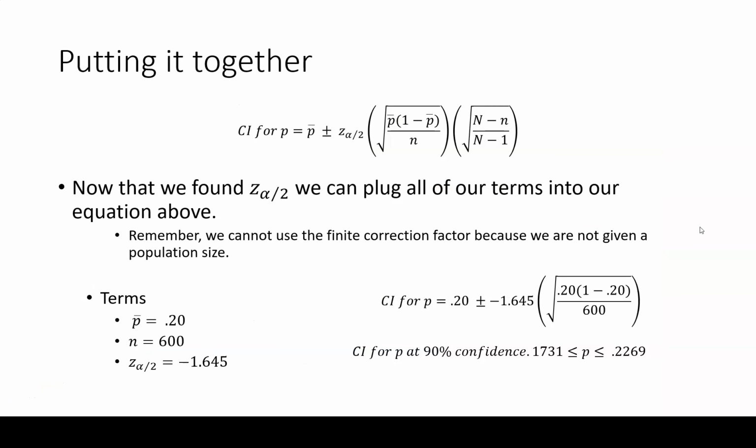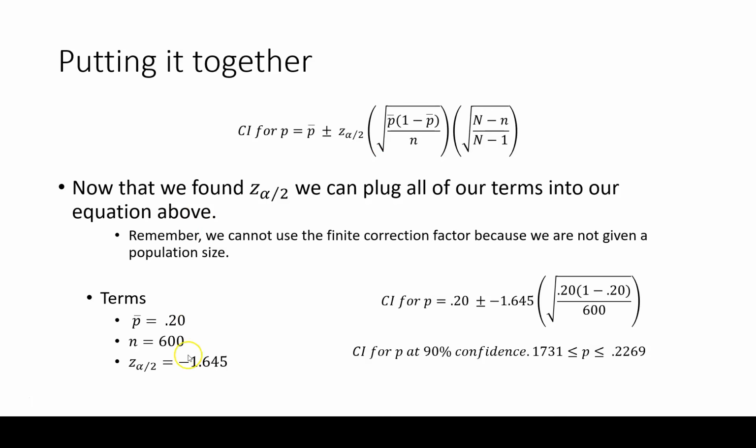Now that we found the z-score of alpha divided by 2, we can plug all of our terms into the equation above. Our formula that we're going to be using is p bar plus or minus the z-score of alpha divided by 2 times the square root of p bar times 1 minus p bar divided by n times the finite correction factor if it's appropriate, which is the square root of capital N, our population size, minus little n, which is our sample size, divided by capital N minus 1. So for our calculation, remember that we cannot use the finite correction factor because we are not given the population size that our sample is taken from.